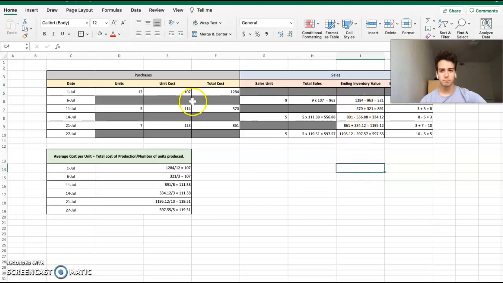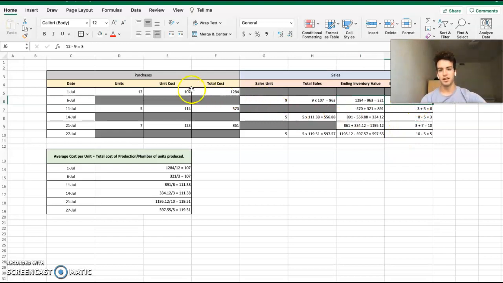Now, on these ones where it only gives us the sale units and it doesn't give us the unit cost, then instead of multiplying units by unit cost, we find out the total sales and subtract it from our total cost from last time, and we'll find that ending inventory value. And that ending inventory value will act as the total cost of production, right? And we'll divide that by the number of units produced.